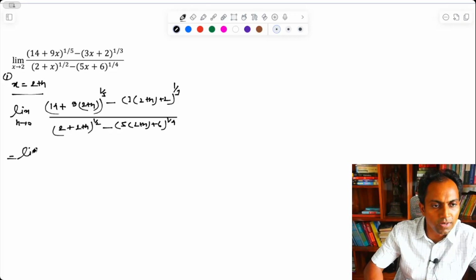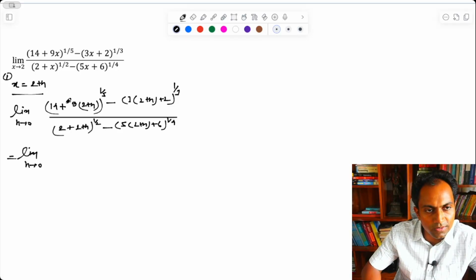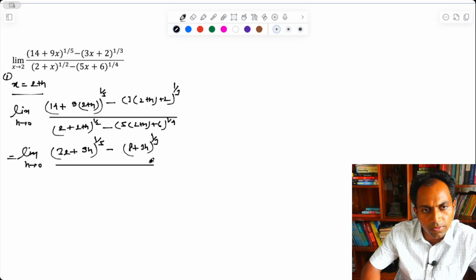If I further simplify it, this becomes limit h tends to 0. This becomes 18, 9 into 2, 18. Then 18 plus 14 will become 32. And we have got (32 plus 9h) raised to the power 1 by 5. The next part, this will become 6 plus 2, 8. So (8 plus 3h) raised to the power 1 by 3. Divide by, this will become (4 plus h) raised to the power 1 by 2. And the last one will become (16 plus 5h) raised to the power 1 by 4.